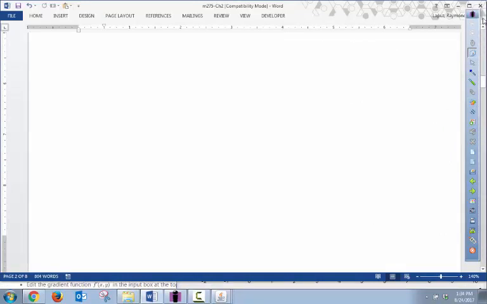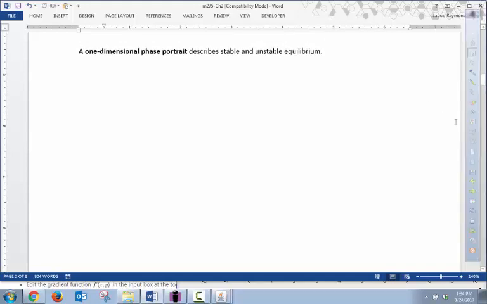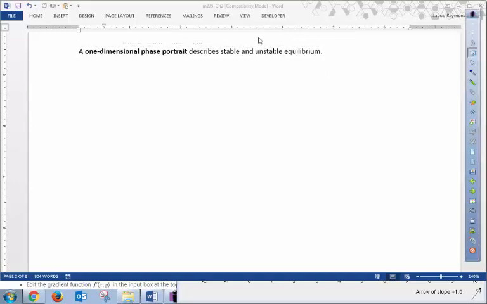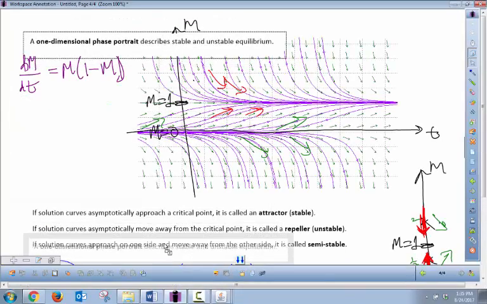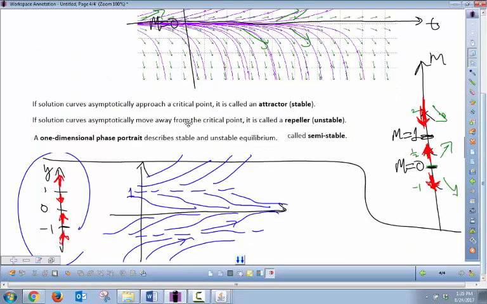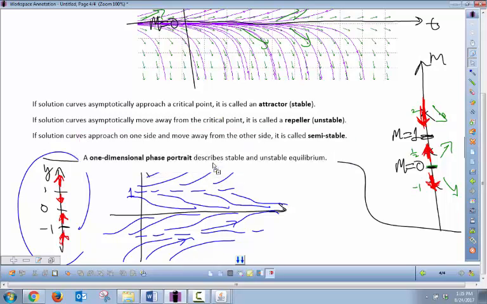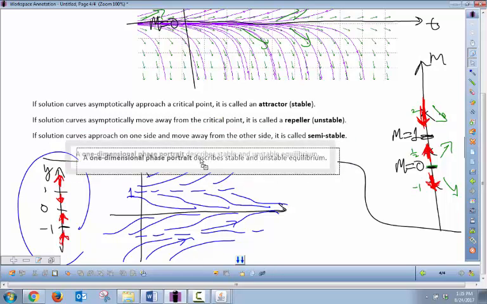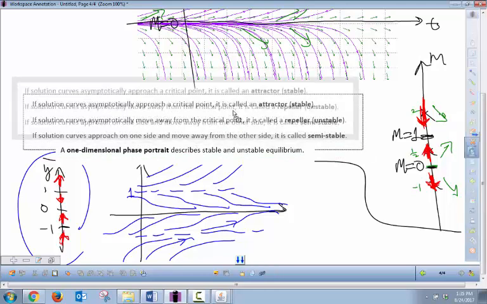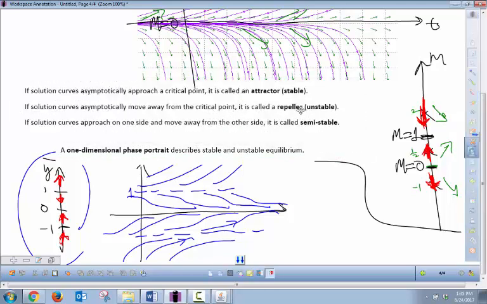Oh, by the way, that one-dimensional graph is called a one-dimensional phase portrait. Maybe I should put that in our notes too. And if you have an autonomous differential equation, all you need to do is figure out what the phase portrait is, and you should be able to figure out how the graph would look like. Okay?